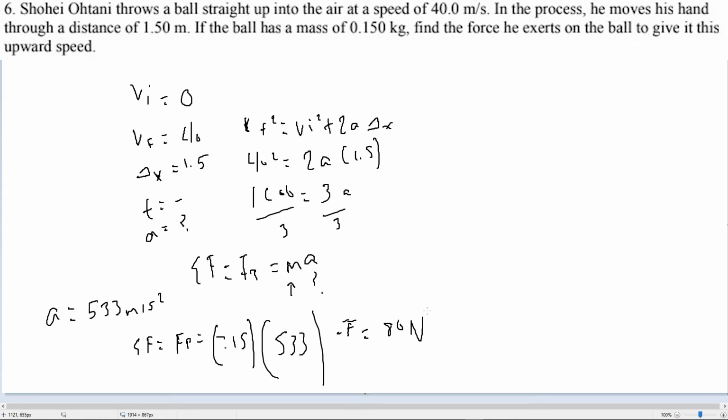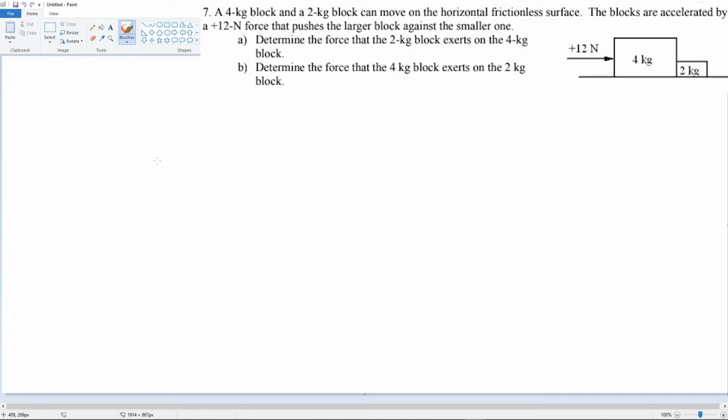All right. That's it for question 6. Let's move on to question 7. Question 7 asks, a 4 kilogram block and a 2 kilogram block can move on a horizontal frictionless surface. The blocks are accelerated by a 12 Newton force that pushes the larger block against the smaller one.